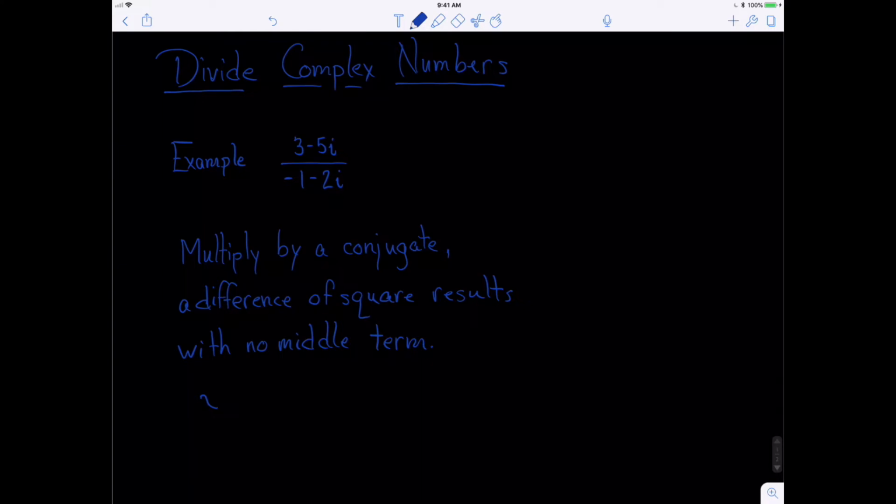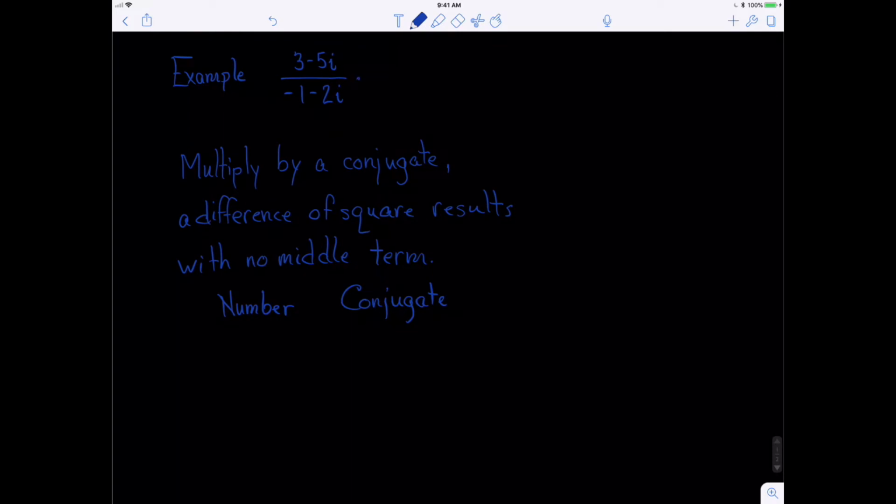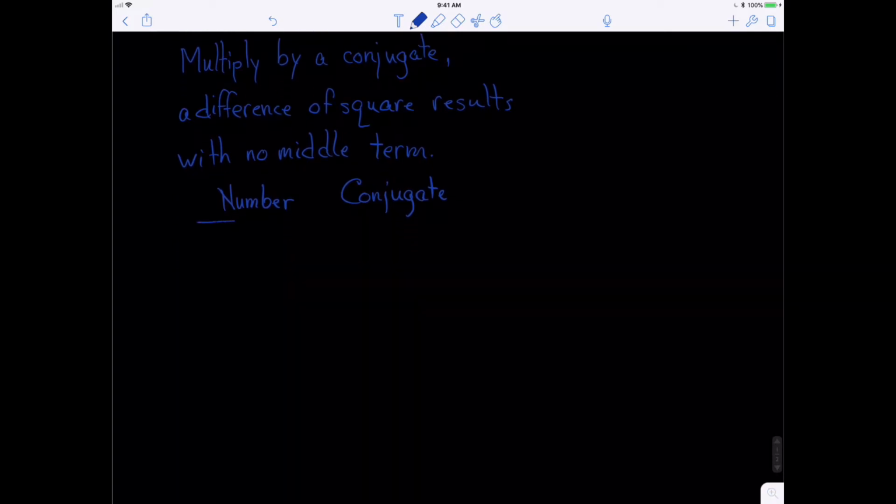So if I give you, let's rewrite this, let's do it this way, say I give you a number, and then let's write the conjugate. Okay, we'll come back to our example. Don't worry, I haven't forgotten. So if I give you the number x plus 1, all you do is change the sign between the two terms. So its conjugate is x minus 1.